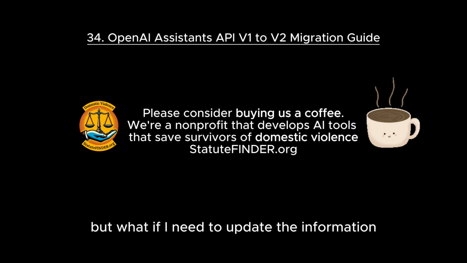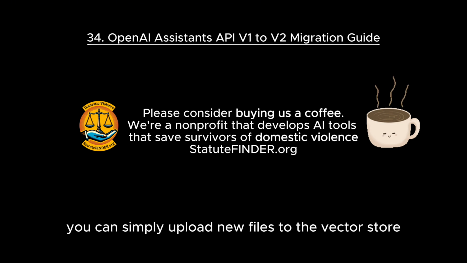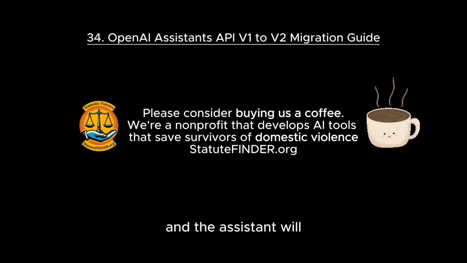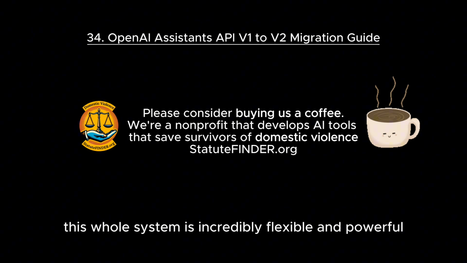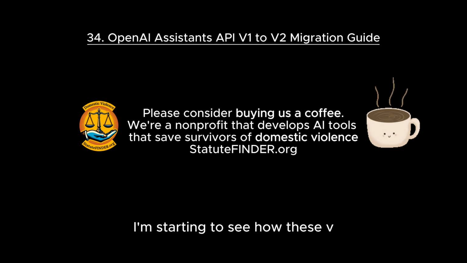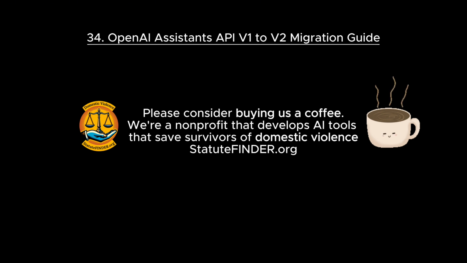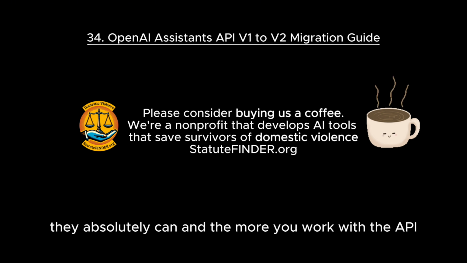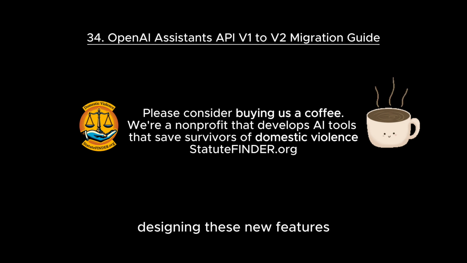But what if I need to update the information or add new product files? That's easy. You can simply upload new files to the vector store, and the assistant will automatically have access to the updated information. Wow, this whole system is incredibly flexible and powerful. I'm starting to see how these V2 changes can really streamline the development process. They absolutely can. And the more you work with the API, the more you'll appreciate the thought and care that went into designing these new features.